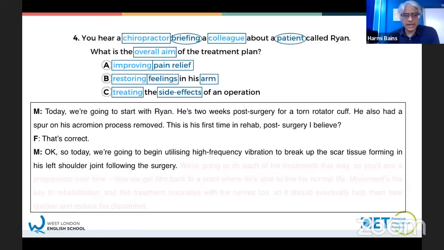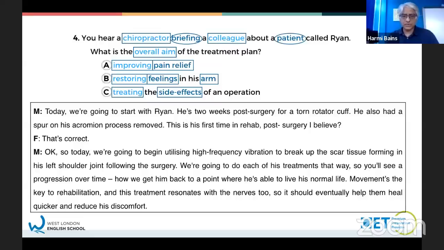Doesn't really tell you too much here. Just tells you a little bit about the patient. The colleague says that's correct. And he says, okay, so today we're going to begin utilizing high frequency vibration to break up the scar tissue forming in his left shoulder joint following the surgery. So today that's what they're going to do. It sounds like this is the plan for today. So I think that's fairly important. And then he just goes on to describe what they're going to do.